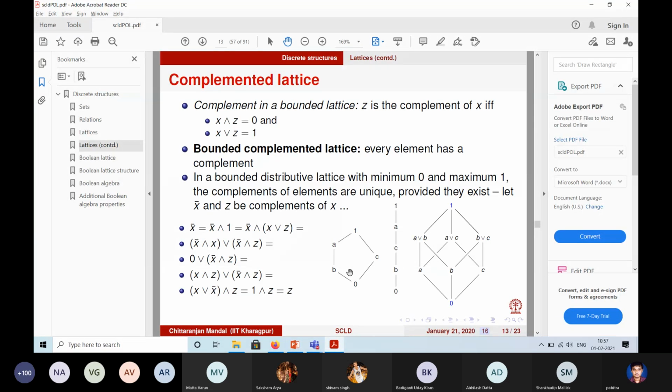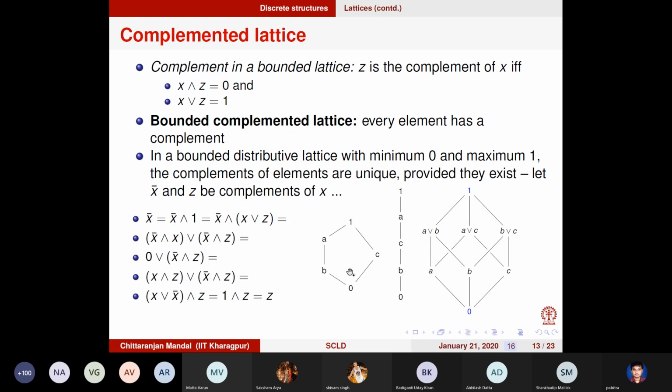So you can actually take examples of lattices where not every element has a complement. The chain will always have a complement. Similarly, this kind of cube will always have a complement.